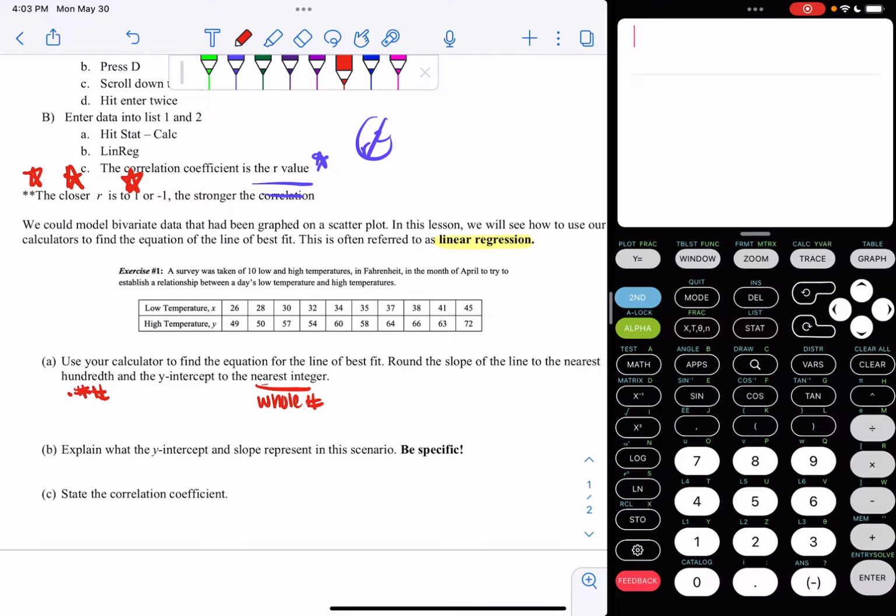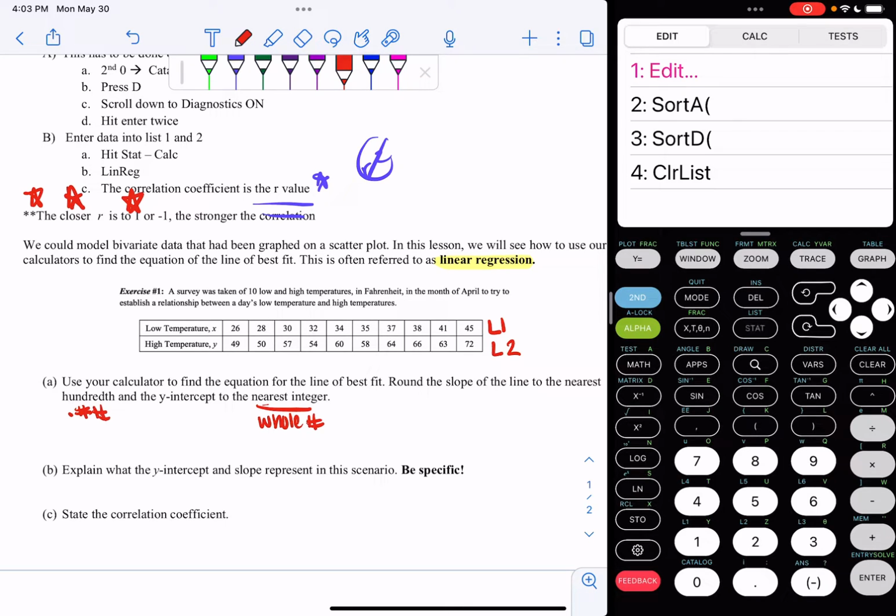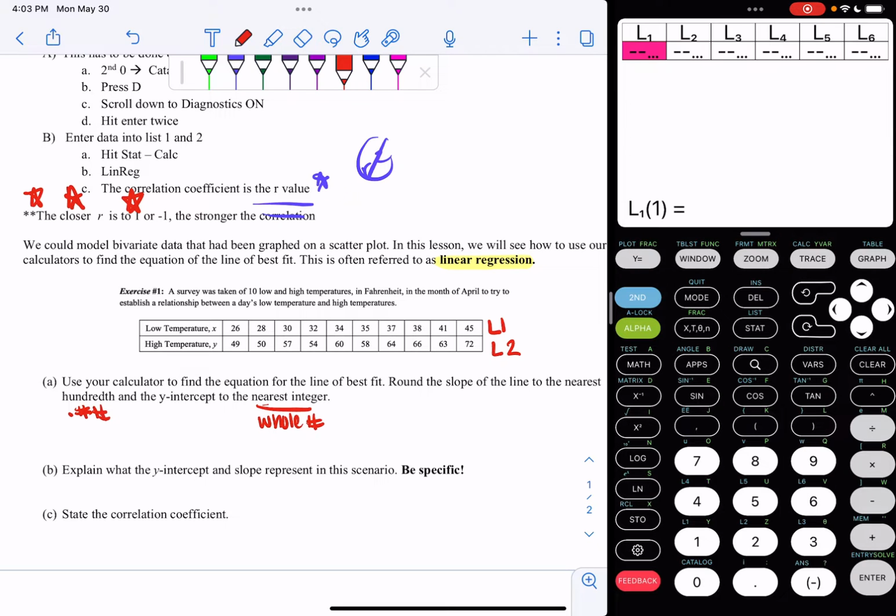So let's see how we would do this. If we look, we're going to enter this data into our calculator. The x values are going to go into L1. The y values are going to go into L2. So to do this, I hit the stat key, and then it says click edit. So I'm going to edit my data set.